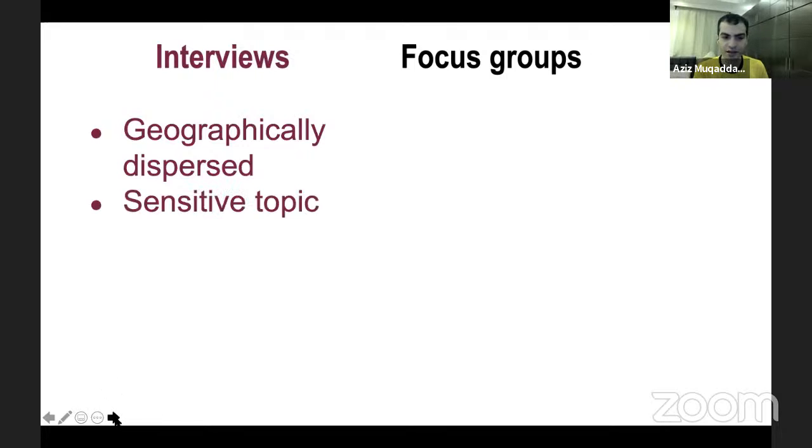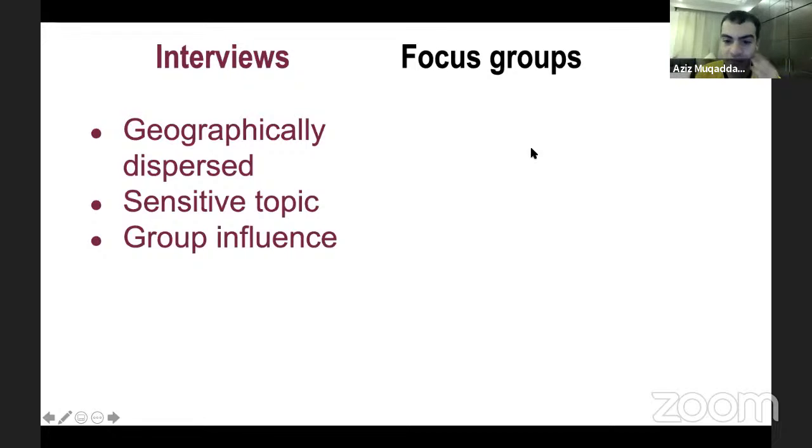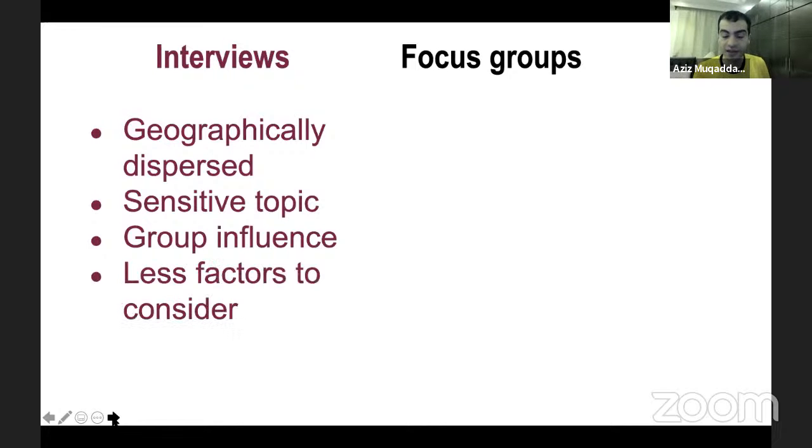So here is a summary of the differences. If you're trying to converse with people who are geographically dispersed, interviews would be key. For example, if you're studying a sports team and the former members are in different places, you can just do one-on-one interviews with each one. If it's a sensitive topic or you're afraid of group influence, you do in-person interviews. And there are fewer factors to consider. It's more focused. There aren't many topics, so you can just do in-person interviews.